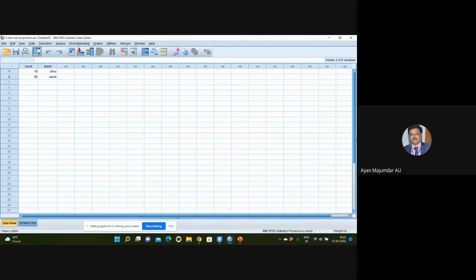Here also, 18 out of the sample of 100 take the same brand and 18 drink other brand. So the bottler's claim is less than 20% of them drink other brand. Now we have to test whether this claim is correct or not.